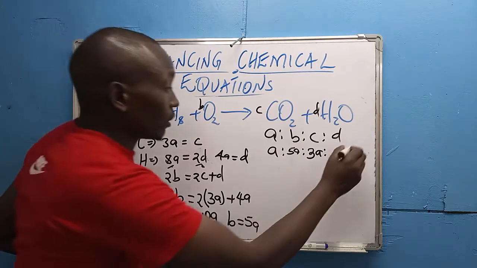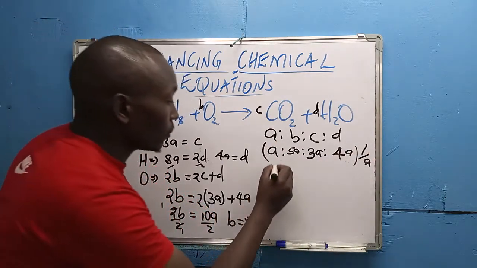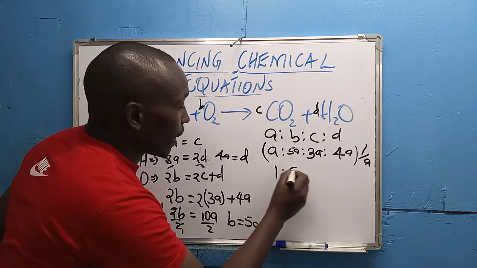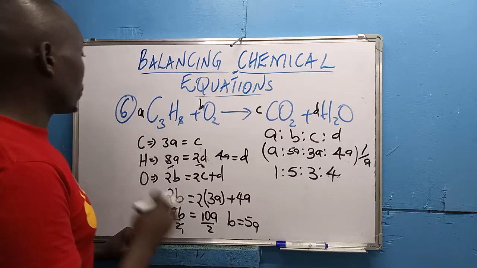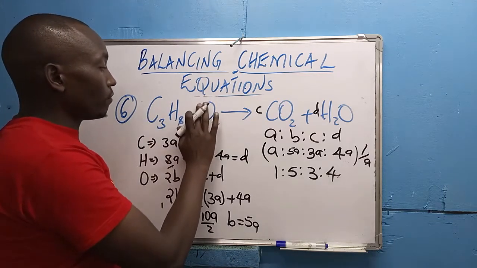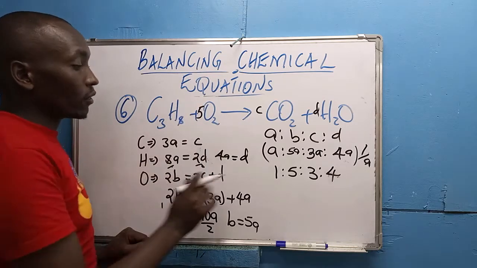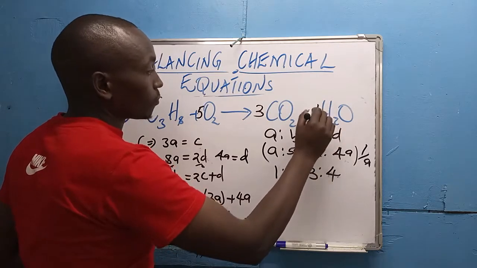So what I need to do is to divide by A all through. This will be 1, this will be 5, this will be 3, and that will be 4. That is 1, I don't need it. This one will be 5. This is 3, and this is 4.